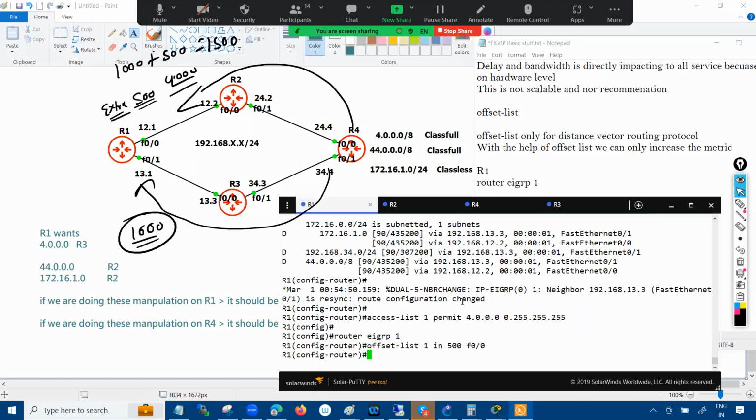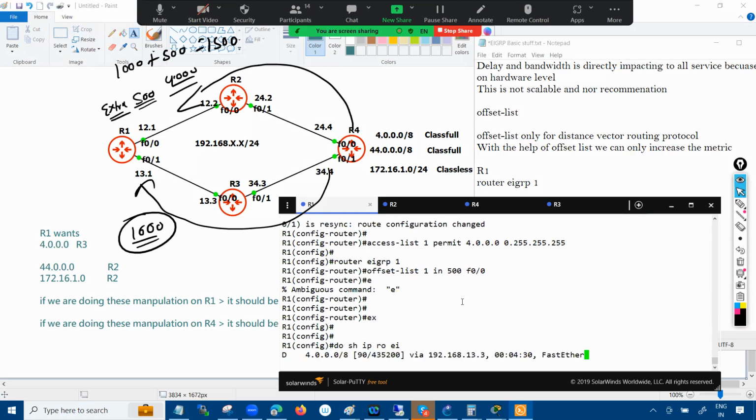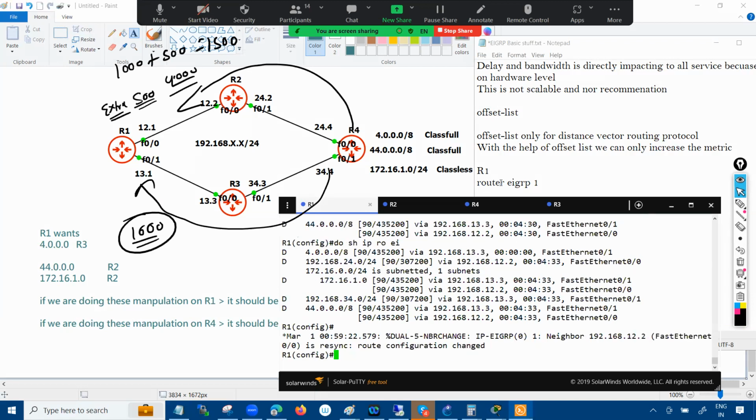Bingo. Hold on, take some time. Can you see that? 13.3 is the best now. That's we got it.